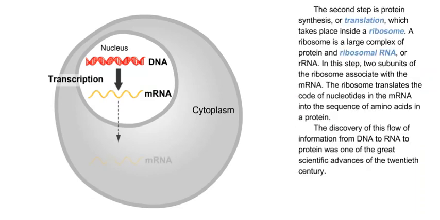The second step is protein synthesis or translation, which takes place inside a ribosome. A ribosome is a large complex of protein and ribosomal RNA or rRNA. In this step, two subunits of the ribosome associate with the mRNA. The ribosome translates the code of nucleotides in the mRNA into the sequence of amino acids in a protein.